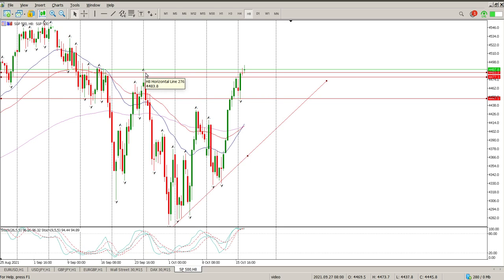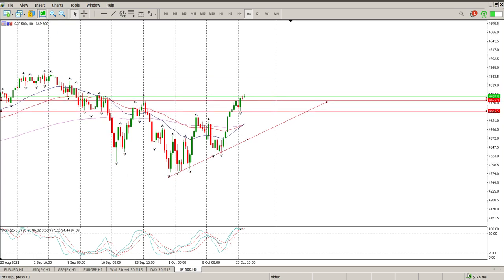So 44.84. If we get above that and we stay above it, then you have a fairly strong double bottom, inverse head and shoulders, whatever you want to call it. It's a consolidation pattern, and that is a move to the upside. So you'll probably get 4,500 first, 4,550 and 4,600.